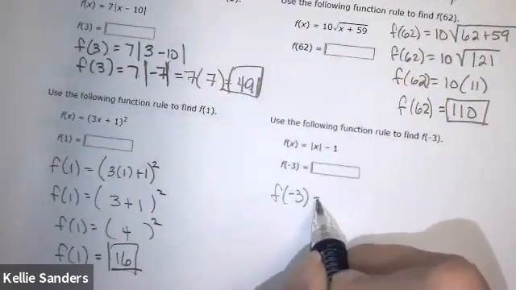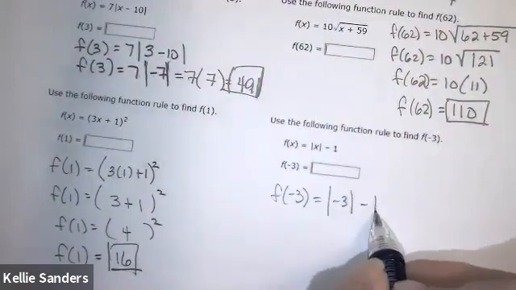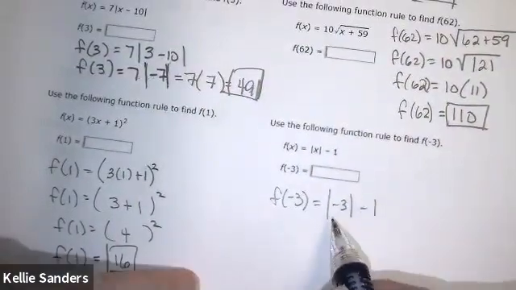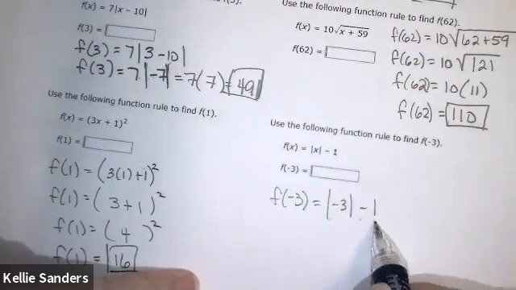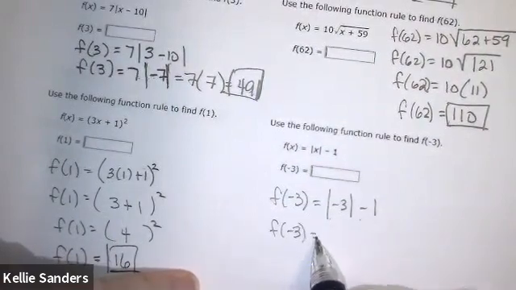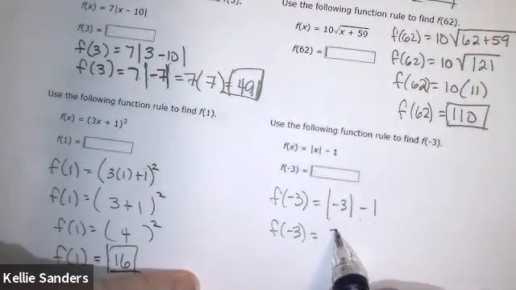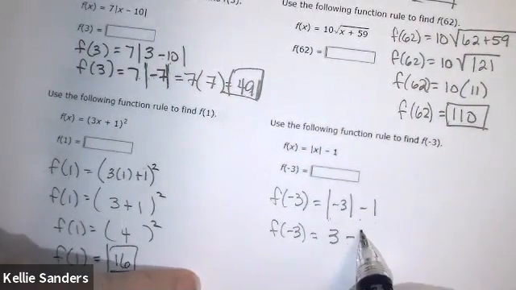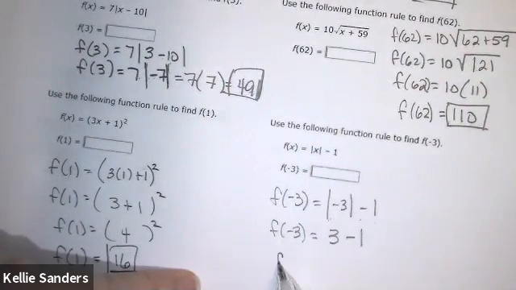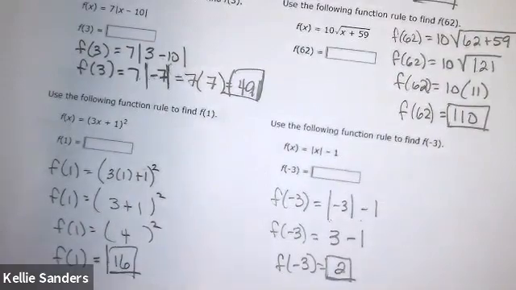f of -3. The absolute value of -3, then we're going to subtract 1. The absolute value of -3 is +3 because the distance from -3 to 0 is 3. We're going to bring down the -1. 3 minus 1 is 2. 2 is your answer.